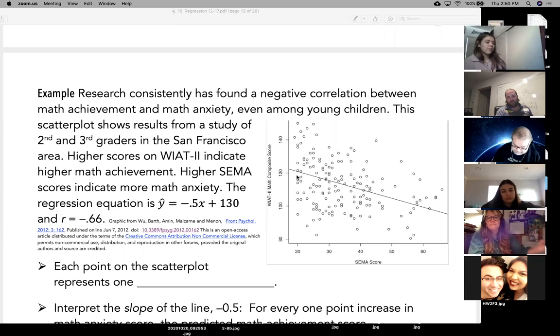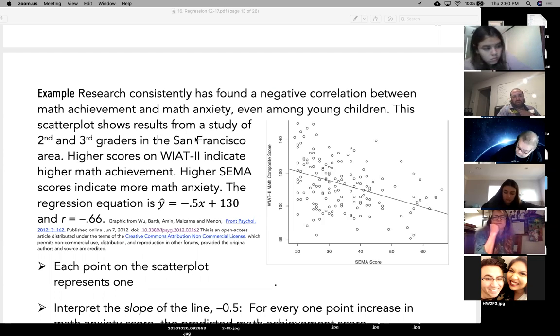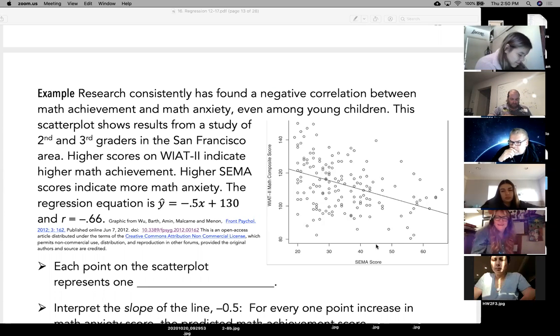R is negative 0.66. Each point on the scatter plot represents one person, because remember what this is. This is the relationship between the CMUS score and the Wyatt 2 math composite score. There's math achievement and math anxiety. The scatter plot shows the results from 2nd and 3rd graders. This is a higher math achievement, and this is a higher math anxiety. As people have more math anxiety, their math scores drop, apparently.